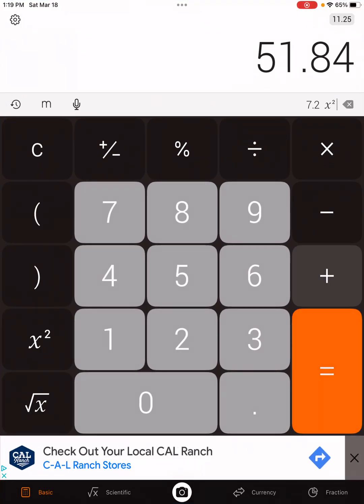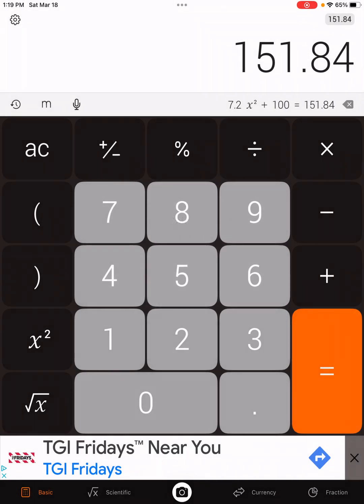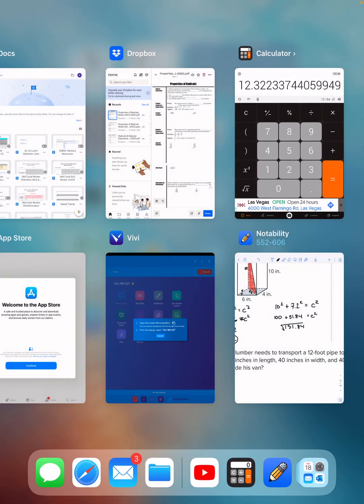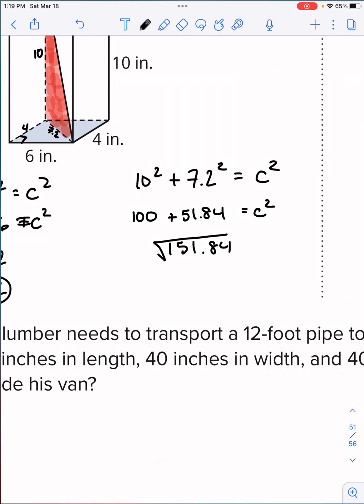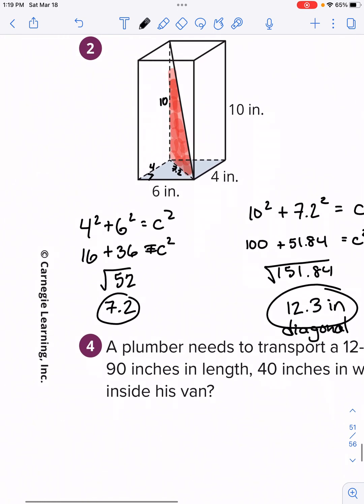If we take the square root of that, it's 12.3. So 12.3, and this is inches. This is our final answer. This is the length of the diagonal. So the first one we did, we had to find the diagonal of the floor, and then we use that number to find the diagonal of the entire shape itself.